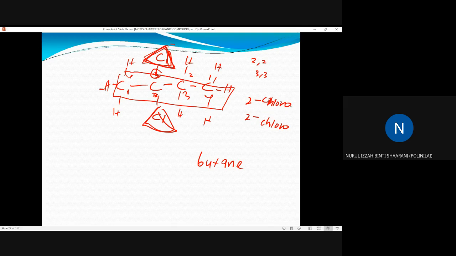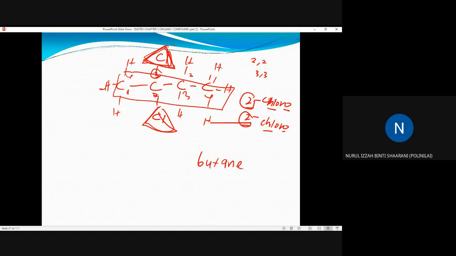Kita gantikan ine tu dengan o. Chloro, bromo, iodo, fluoro dan sebagainya lah. That is for halogen group lah. Then kita dah kenal pasti position dia, dekat karbon nombor 2 ada chloro, dekat karbon nombor 2 ada chloro.